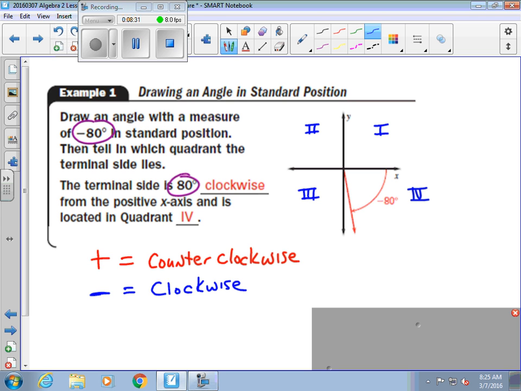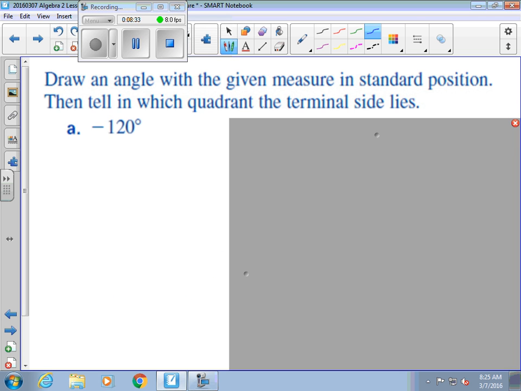On the back or on the side, wherever you have some space, draw an angle. You don't have to write all the words and everything, but draw an angle with the given measure in standard position. Then tell which quadrant the terminal side lies. Take about 25 seconds on that.